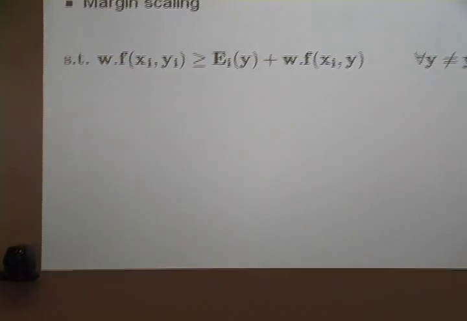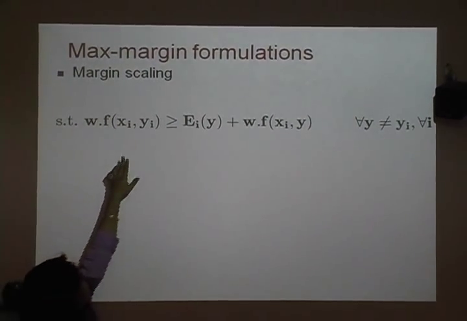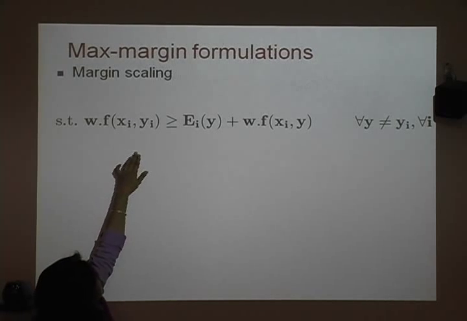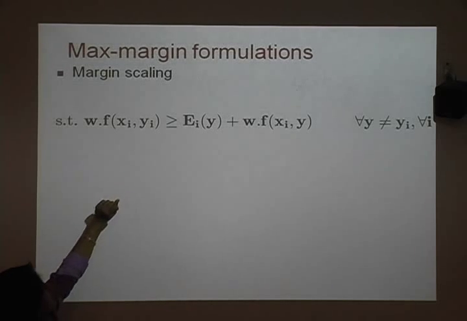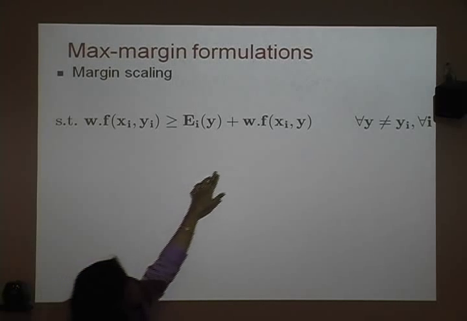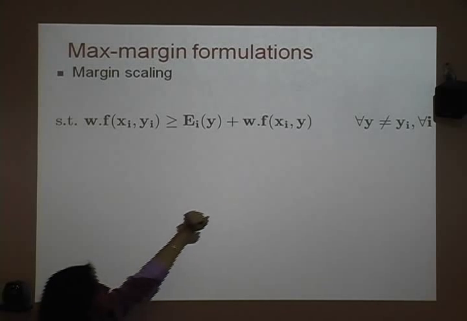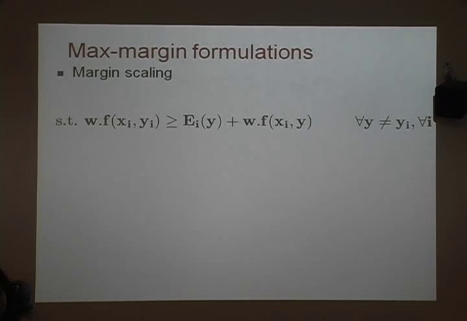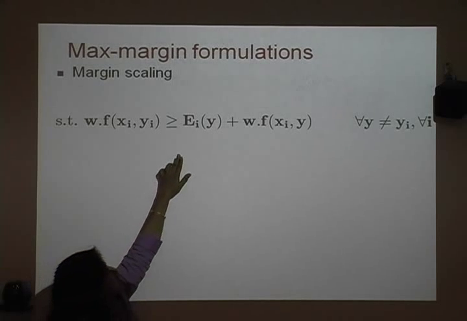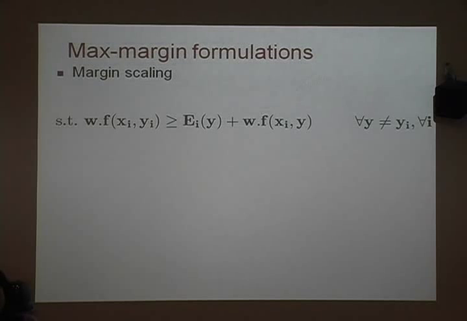Your goal is to come up with a W which will make sure that for each i, the correct y_i, the correct output's score, which is the dot product of the weight vector and the feature vector, is greater than or equal to the score of any other incorrect y. But you want to ensure a margin. It's not just enough to be greater, you want to make sure that it is greater than or equal to a margin which is proportional to the error of that output. So things which have large error should be proportionately that far away from the correct output. This is what you would like to do for structured prediction.